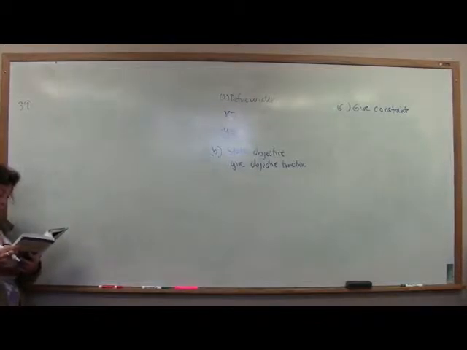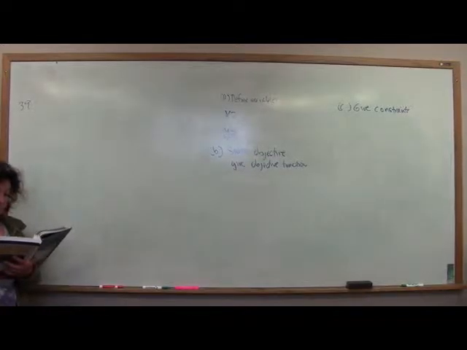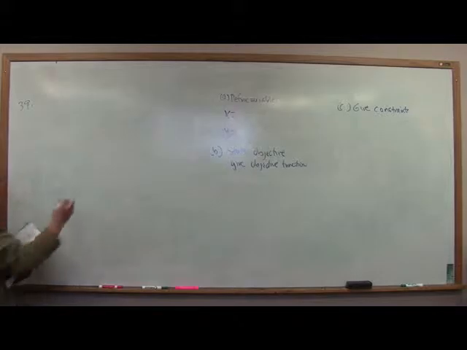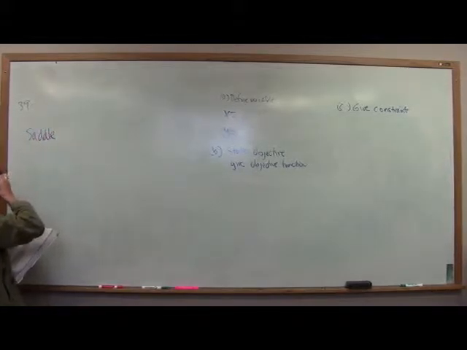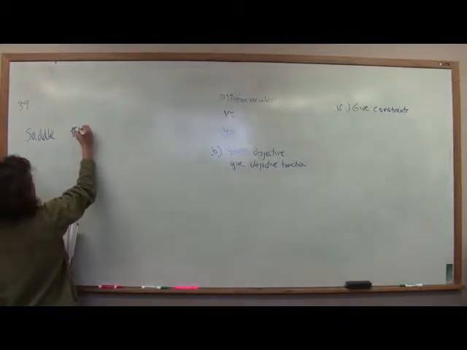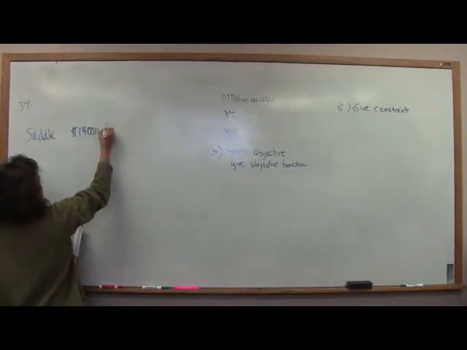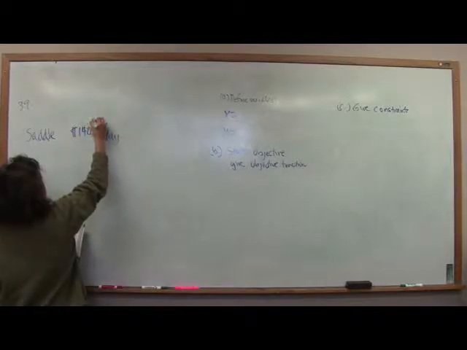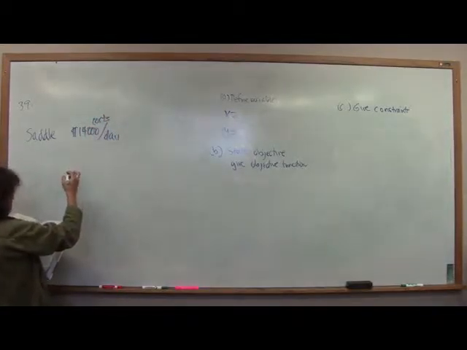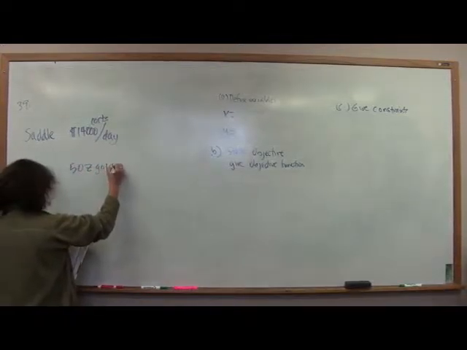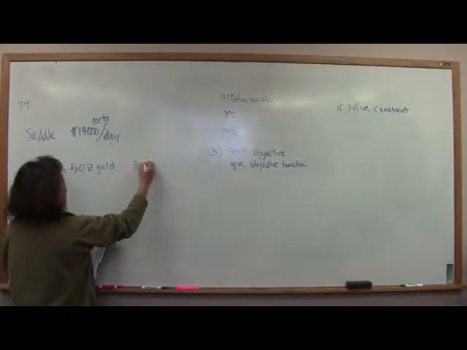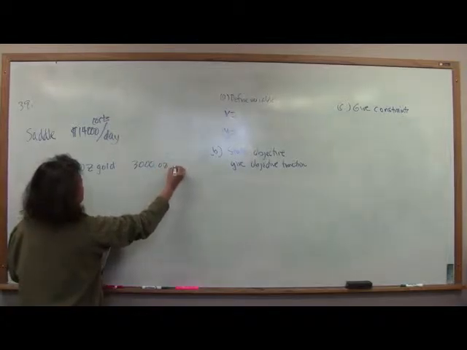Minimizing mining costs. Perth Mining Company operates 2 mines for the purpose of extracting gold and silver. So we have what's called our saddle mine, and that costs $14,000 per day to operate. And it yields 50 ounces of gold and 3,000 ounces of silver per day.